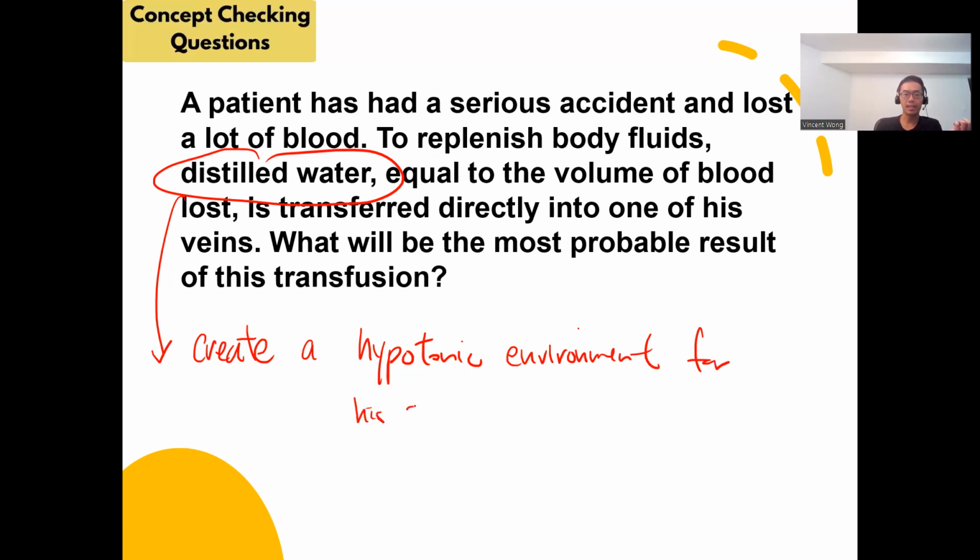For his cells, right? For his blood cells, for example, and that's not good. You're diluting the blood too much. It's going to become hypotonic, and the cells will swell up, and then they might burst. So with excessive blood loss, it's not a good idea to give them a lot of water. If you're going to do a transfusion, you're actually going to want to do either isotonic or even hypertonic in some cases to help retain the fluid in the blood vessel.